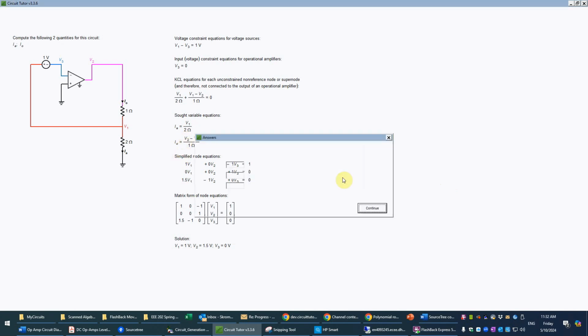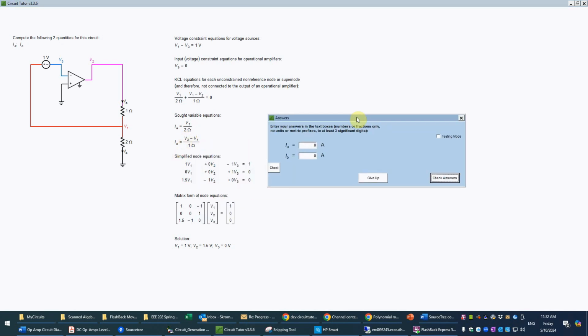And then the last step is to use these values to find the sought variables IA and I0 in this case. So that's pretty simple. So IA is just equal to V1 divided by 2. And remember, V1 was 1, so that's going to be 0.5 amp.